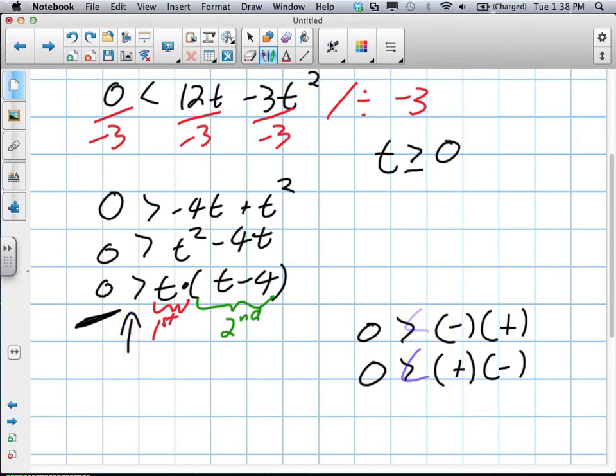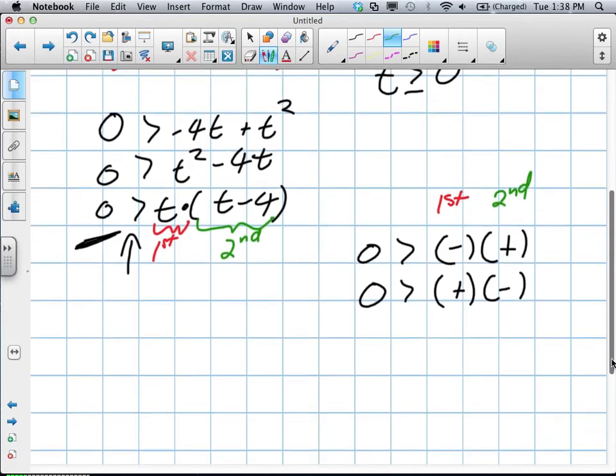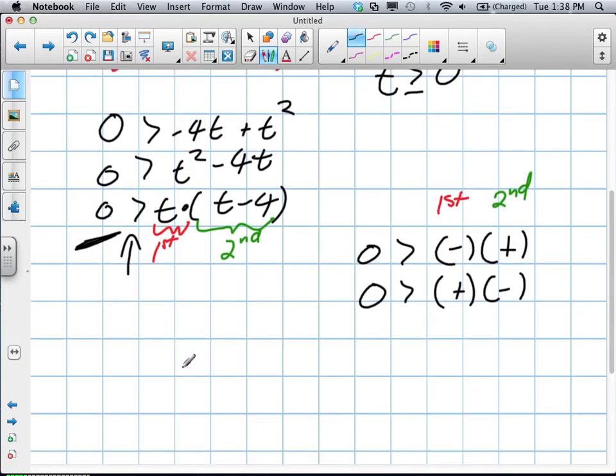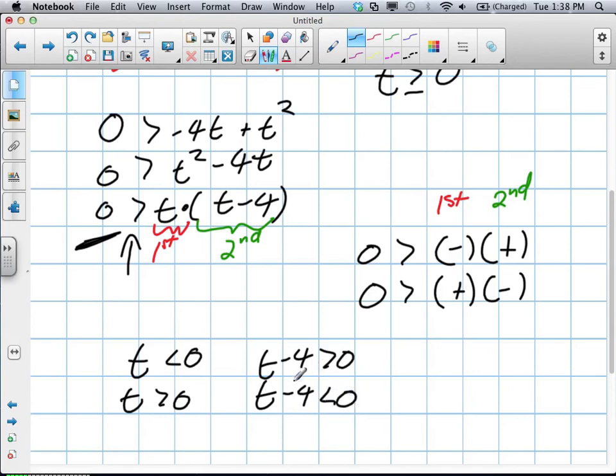So in order for this to happen, first and second term. So we need to talk about this. Well, if our first term's negative, that means t is less than 0. And if our second term's positive, that means t minus 4 is greater than 0. And vice versa, t is greater than 0 and t minus 4 is less than 0. Those will give us positive and negative answers.